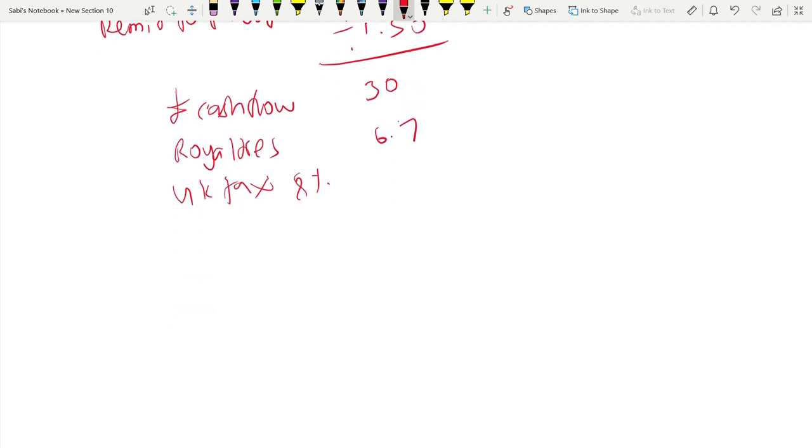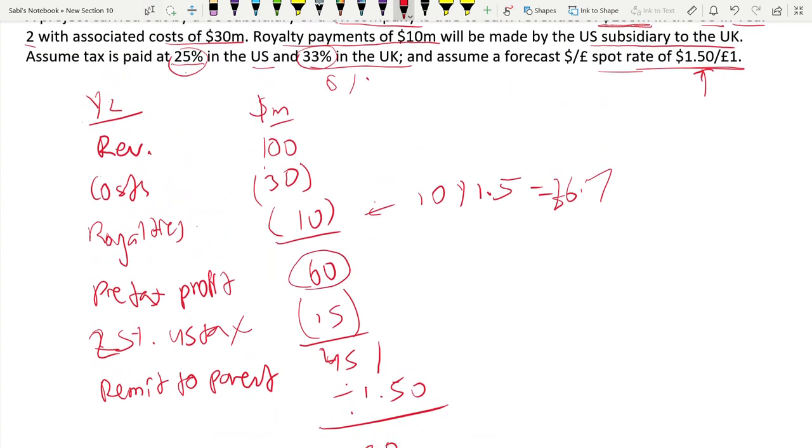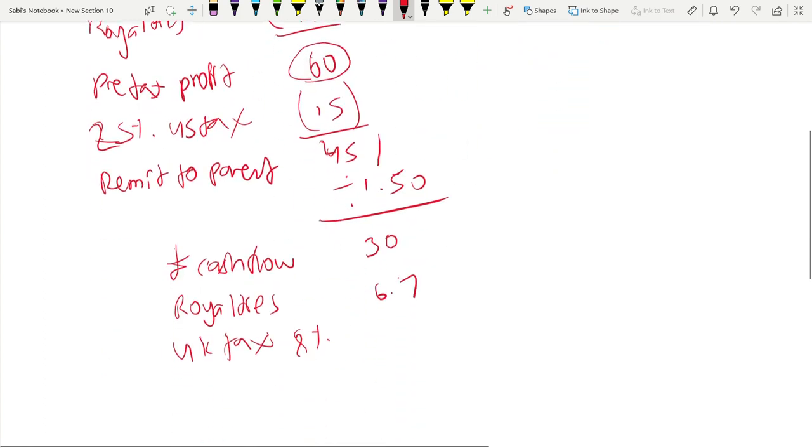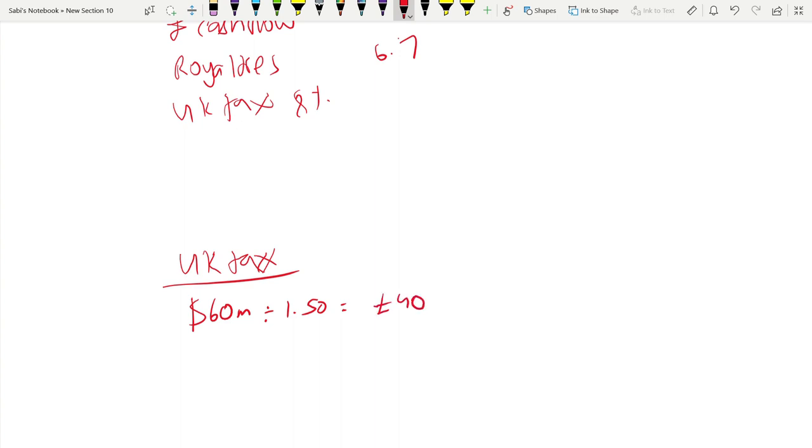Let us go a little down, keep some space and write UK tax computation. UK tax. You have to first convert everything to pounds and then apply the UK percentage. For example, this pre-tax profit, the 60 million profit you are getting from US, you have to convert this into pounds because there will be UK tax on that profit also. So convert this 60 million US dollars, that's the profit, divide by 1.5, which in pounds will be 40 million.